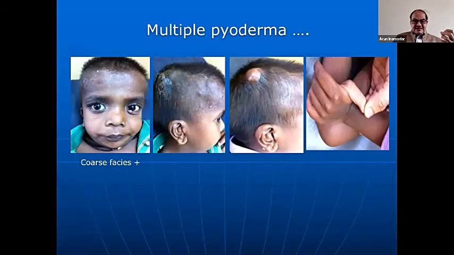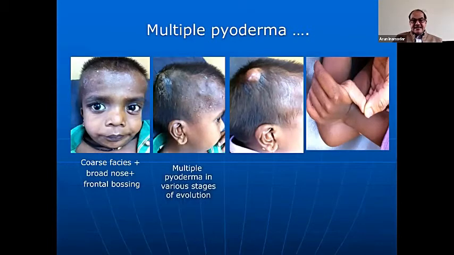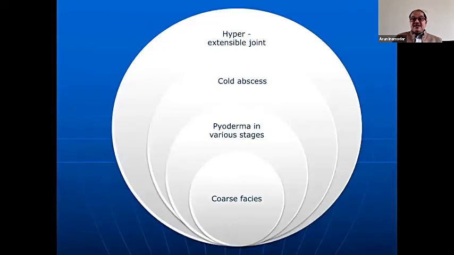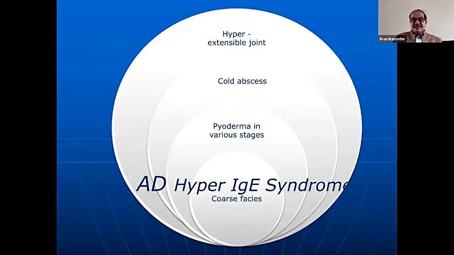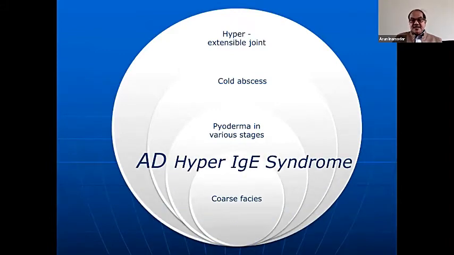Then I saw the child has coarse faces, broad nose, and frontal bossing, which I had not observed the first time. I thought, okay, it is pyoderma, will treat it. And then the multiple pyodermas were in various stages of evolution. You can see folliculitis, furunculosis, then the complete abscess, and also check for hyperextensibility of the joint. So you had a child with multiple pyodermas in various stages, coarse faces, cold abscess, and hyperextensible joint. Well, we are dealing with autosomal dominant hyper IgE syndrome.